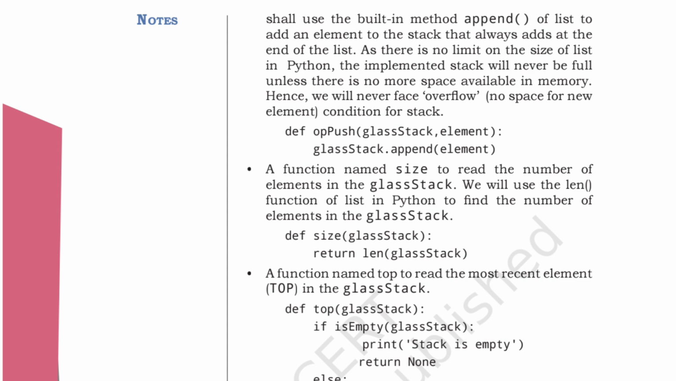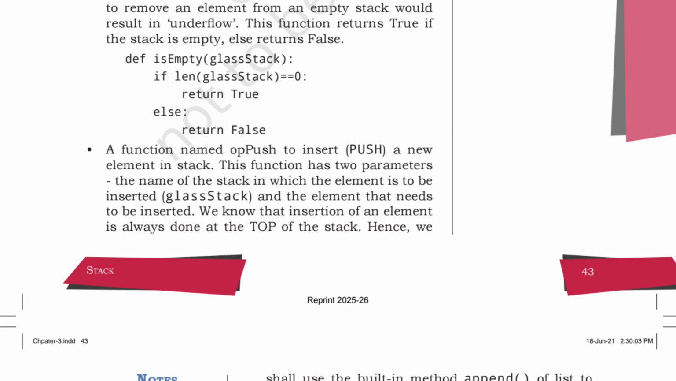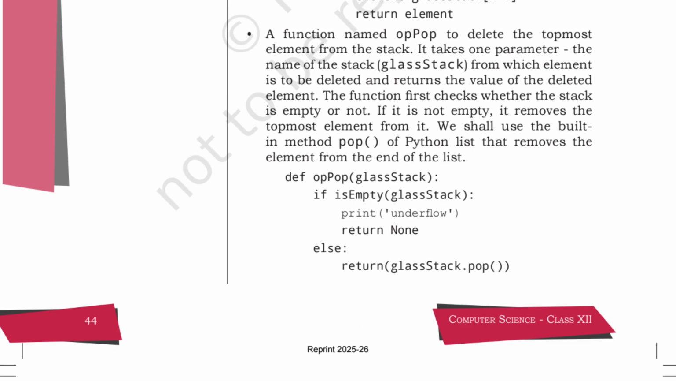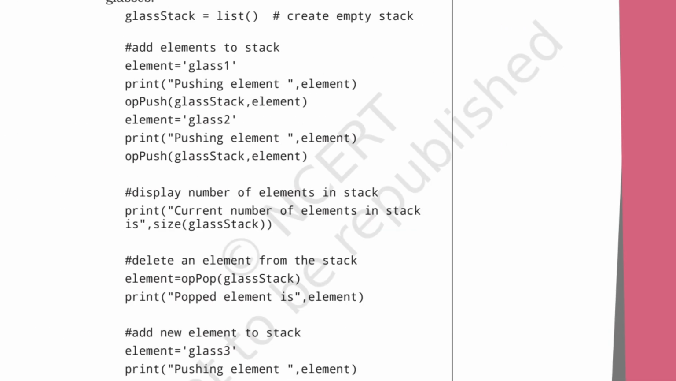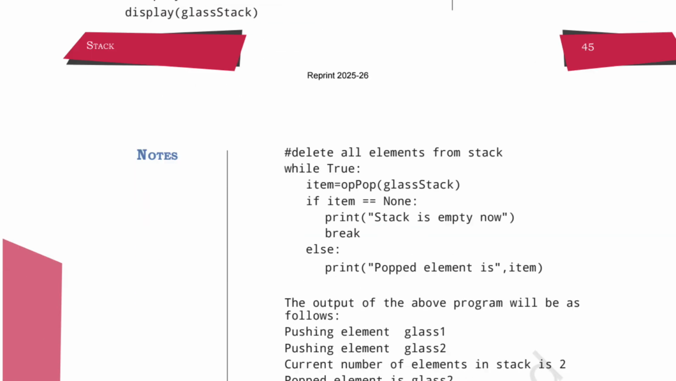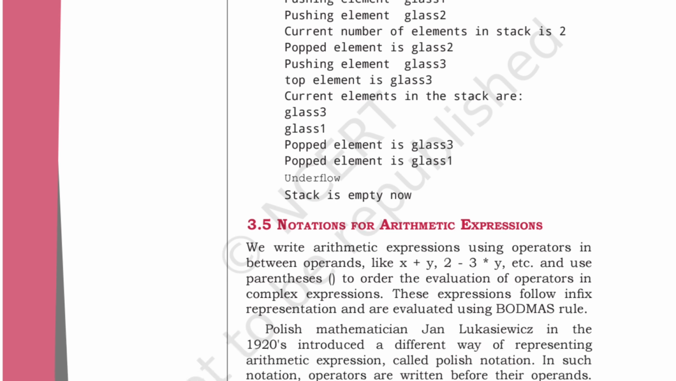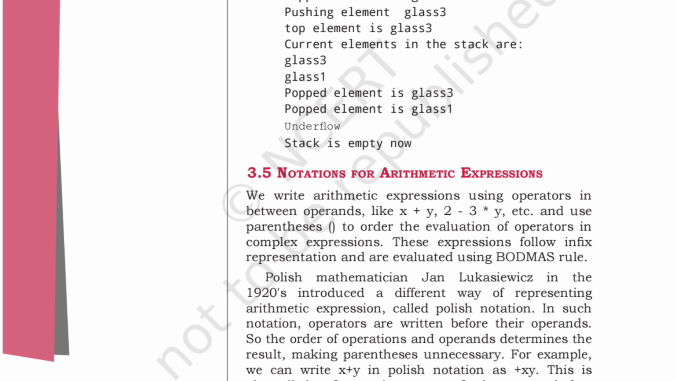Understood everyone? What exactly is the pop element? Now the next one is notations for arithmetic expressions. Everyone knows notations, and arithmetic operations too. Arithmetic operations means plus, minus, multiplication, division. And notations means we are defining the notations for that particular arithmetic operation.